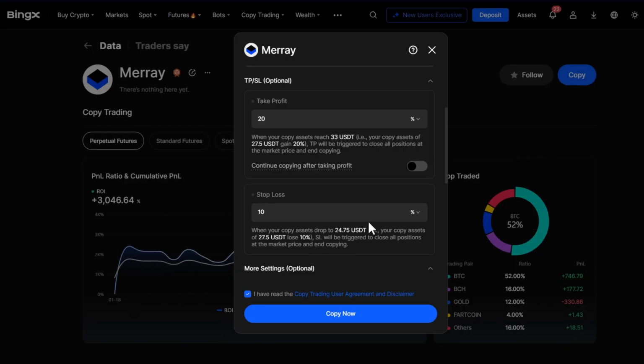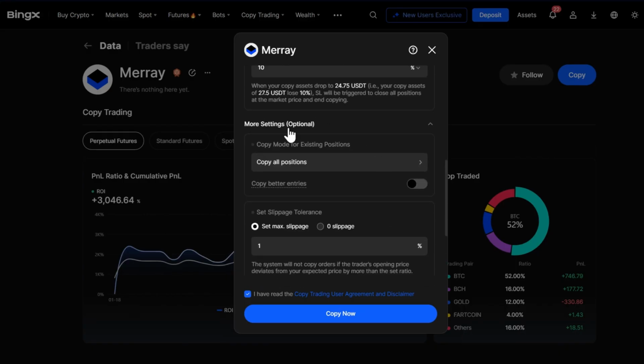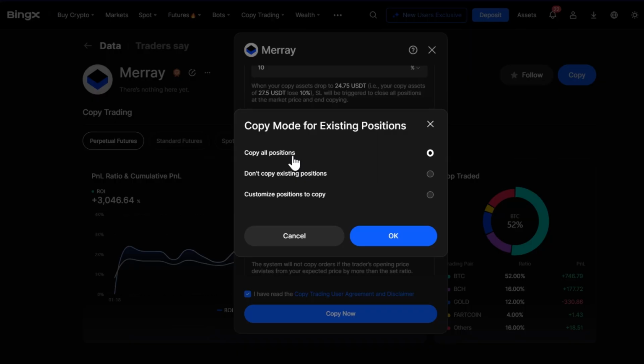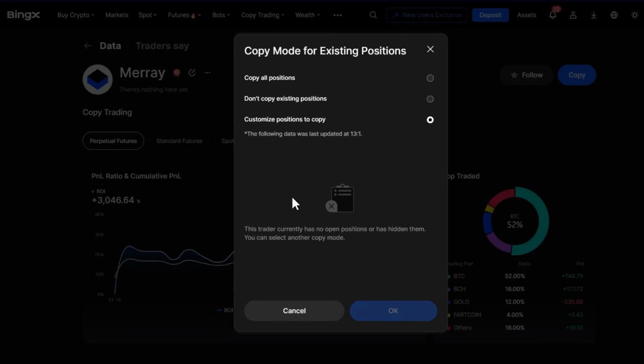Click on More Settings to access Advanced Options. Here you can see copy mode for existing positions. You'll see 3 options. Copy all positions. This means that you'll immediately copy all of the trader's currently open positions at market price. Don't copy existing positions. This means that you'll only copy new trades the trader opens after you start following them. Customize positions to copy. This is where you can manually select which of their current positions you want to copy.